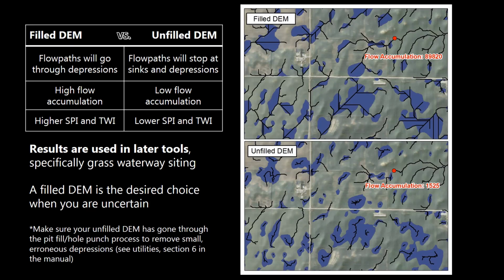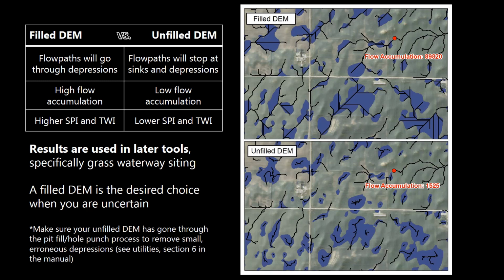When running the Moore Terrain Derivatives tool, a DEM is required, and it's up to the user whether you want to use a filled DEM or an unfilled DEM. If you use a filled DEM, that means that the sinks in the landscape have been filled, and therefore flow paths are going to go straight through depressions. This is going to result in higher flow accumulation values and therefore a higher stream power index. If you use an unfilled DEM, flow paths are going to end at each sink or depression, which therefore results in lower flow accumulation and a lower stream power index.